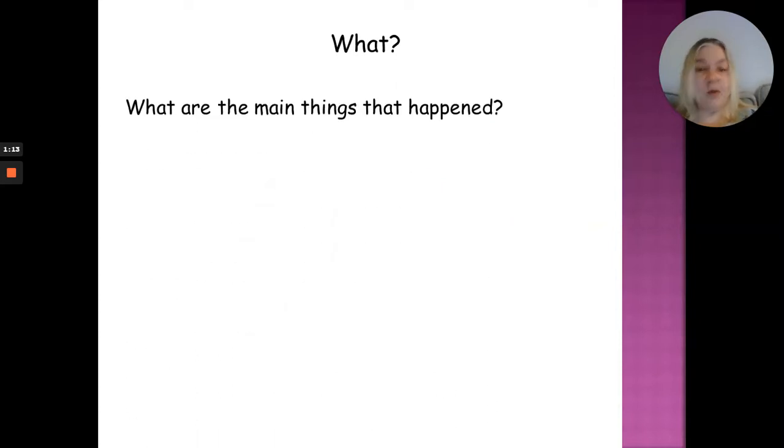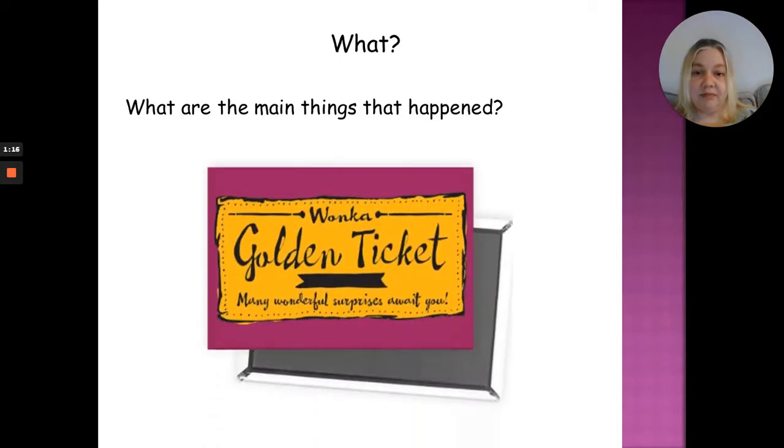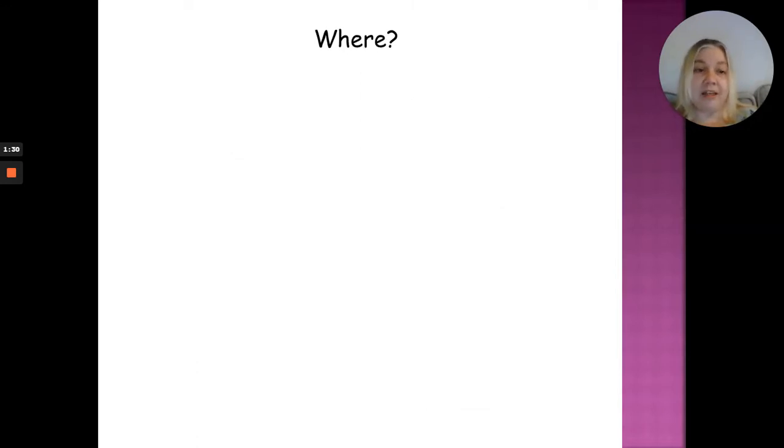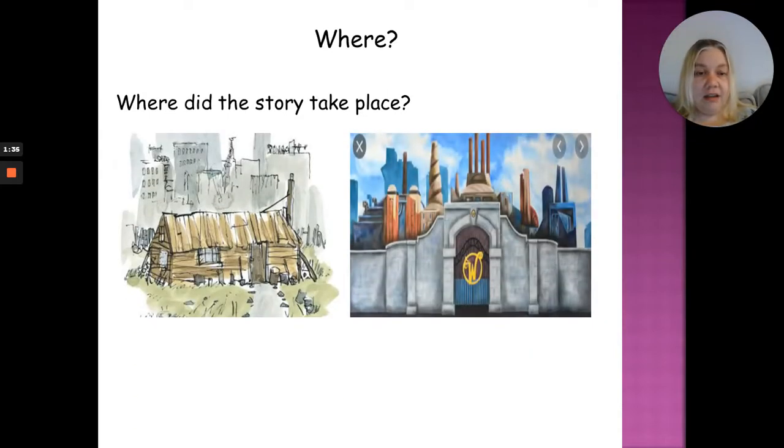What? What are the main things that happened? In the story Charlie and the Chocolate Factory, the main thing that happened was Charlie won a golden ticket. This allowed him to then go and visit Willy Wonka in the chocolate factory. Where? Where did the story take place? There may be more than one setting. For example, going back to Charlie and the Chocolate Factory, there were 2 main settings, Charlie Bucket's house and Willy Wonka's chocolate factory. Again, there were other settings within the story, such as Charlie's school. However, these aren't important to the main events.